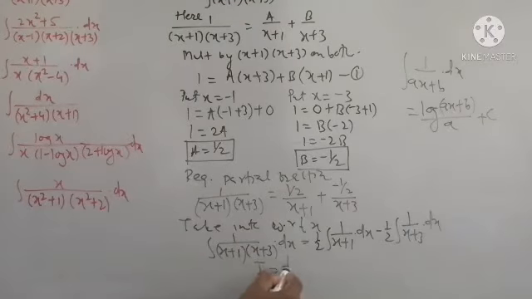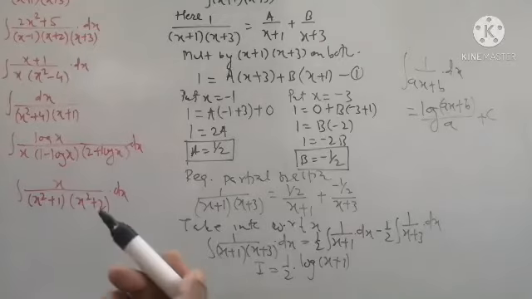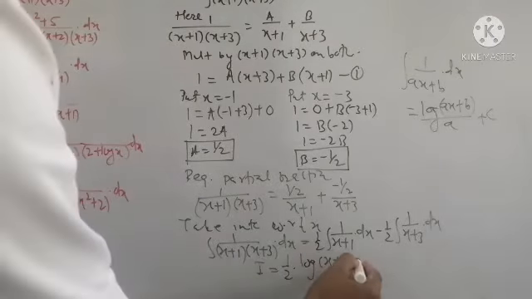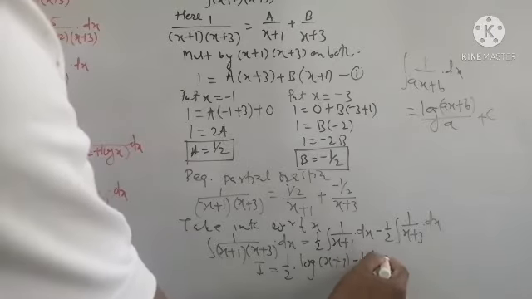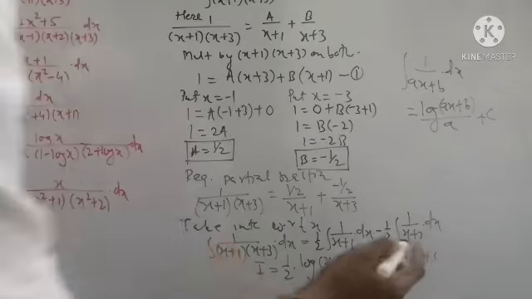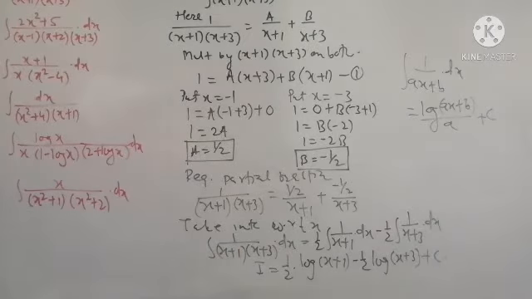So 1/2 stays as it is, and the integration of 1 upon x plus 1 is log of x plus 1, as the coefficient of x is 1, so we need not put a coefficient in the denominator. And in the second term, minus half into the integration of 1 upon x plus 3 is the log of x plus 3. And lastly we complete the example by putting c.